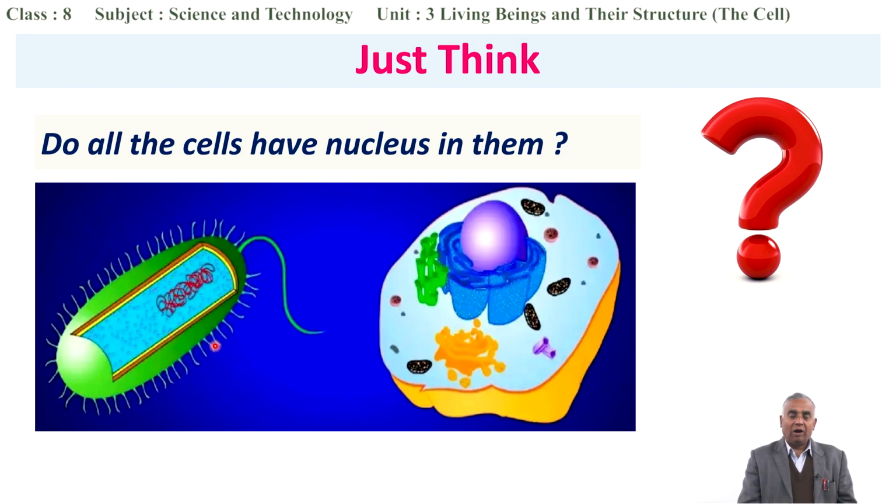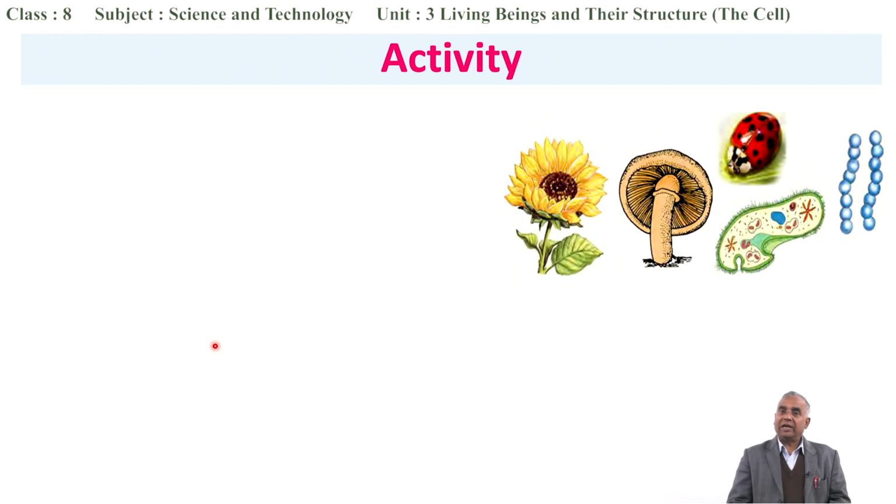Now here is one activity related with these diagrams. These diagrams are from your textbook. At first identify what they are. Yes, it is a sunflower. This is a mushroom, very common. And this one is an insect called what? Yes, a ladybug. And this one is Paramecium, and that is bacteria.